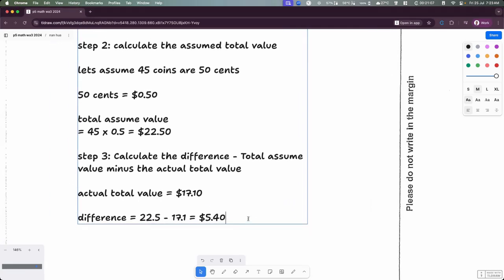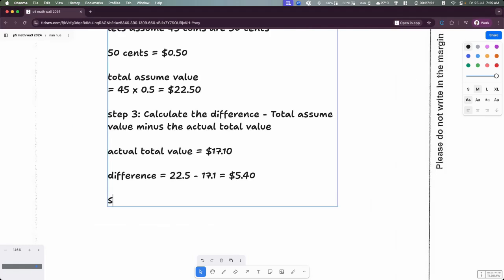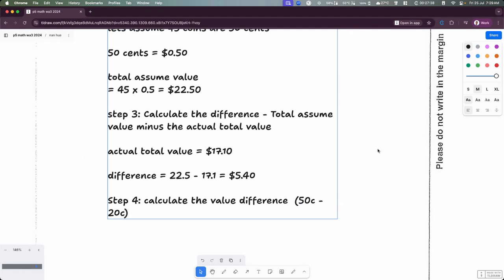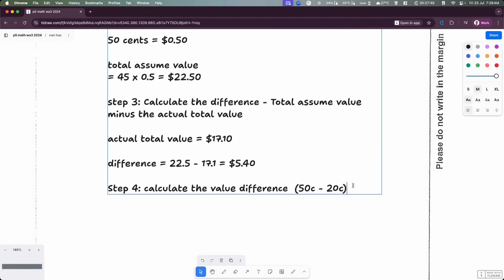Great. And then the next step, step 4, is to calculate the value difference, which is basically 50 cent minus 20 cent. Let me make this a little bit bigger over here. So the difference in value is equal to 0.5 minus 0.2, which is 0.3.